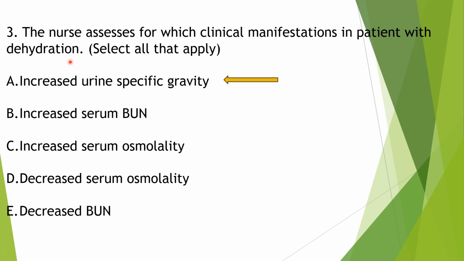Second one, increased serum blood urea nitrogen. The amount of these chemical substances, urea and the end products of the protein breakdown, is more in our blood when dehydration happens. And also serum osmolality is increased. The solute concentration will be more in our body with dehydration.